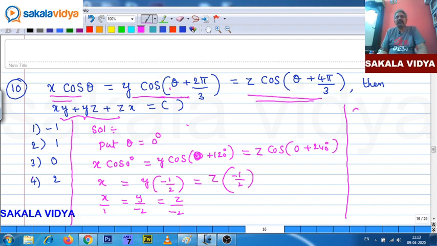So that means the given expression can be written as 1 into minus 2, minus 2 plus 4 and minus 2. So this will be 0. So the third option, yes, I might have actually explained.